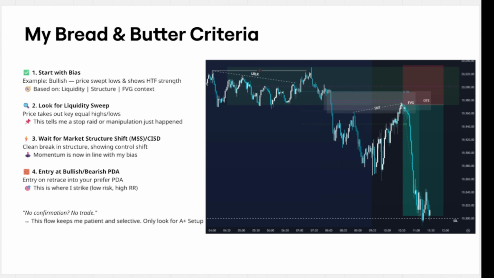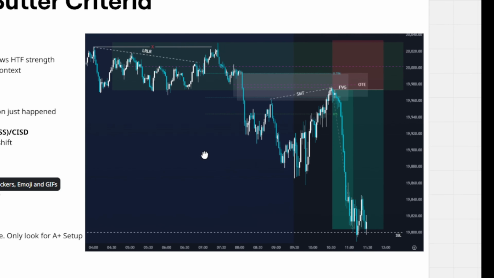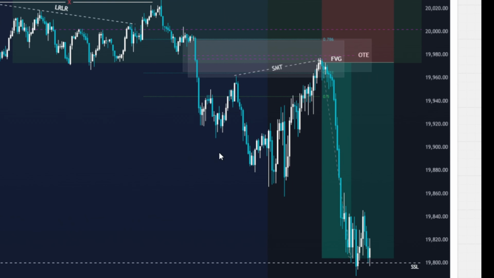Okay. Next, once this happens, we look for some sort of market structure shift or change in state of delivery, which gives you confirmation that there is a shift in control between buyers and sellers, which will later form a buyer model or a seller model, right? And then next, you can enter on any retracement into any bullish or bearish PD arrays. This is up to preferences, but I'll show you a couple in this quick example here. So, okay, let's dive into this example.